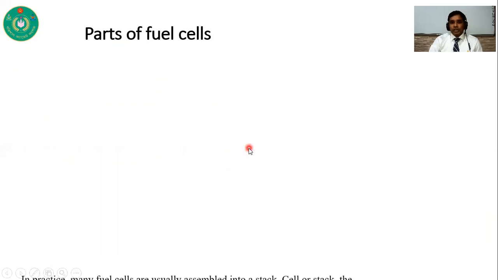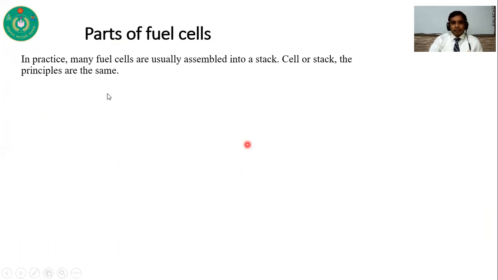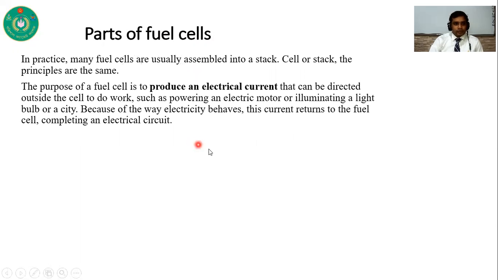Now, parts of the fuel cell. In practice, many fuel cells are usually assembled into a stack. Whether it is a single cell or a stack, the principle is the same. We know that the main purpose of the fuel cell is to produce electricity, or electric current, that is directed outside the cell to do work, such as powering an electric motor or illuminating a light bulb or a city. Because of the way electricity behaves, this current returns to the fuel cell, completing the electrical circuit.